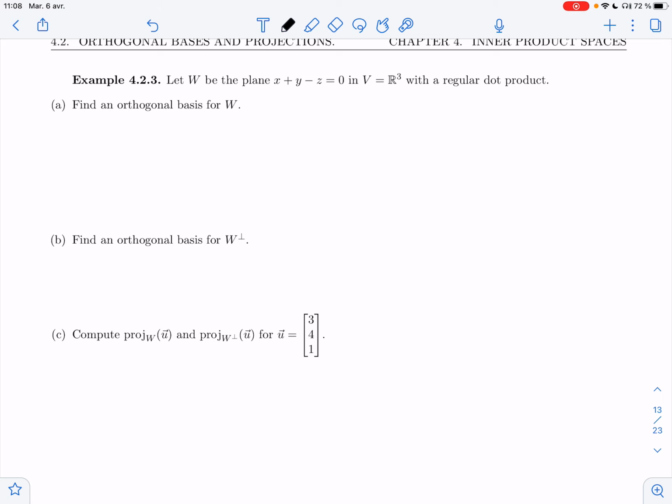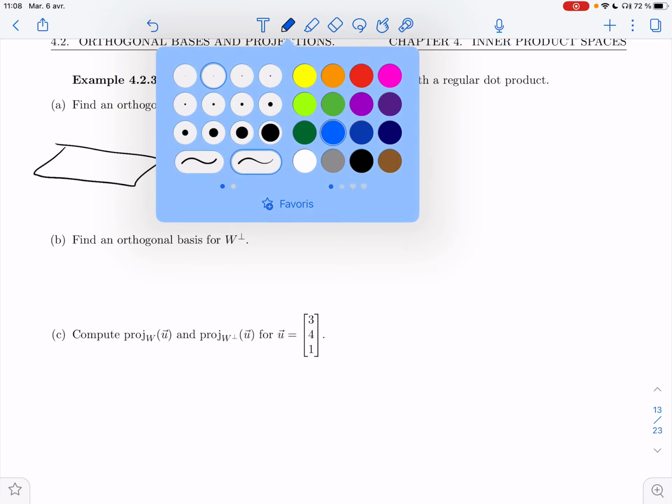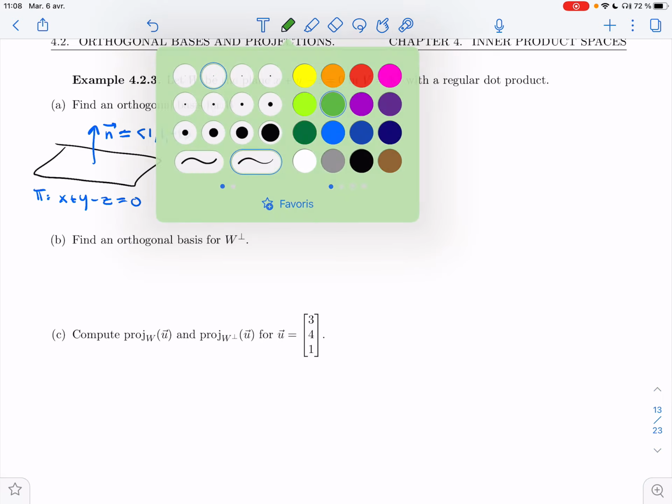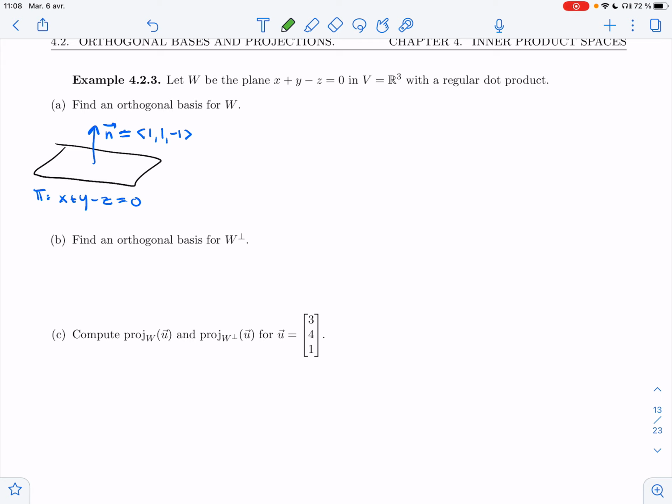All right, so W is a plane. It has normal vector n = (1, 1, -1), and this plane is x plus y minus z equals 0. We'll see in the next section how to construct an orthogonal basis, but now since we don't have anything, I'm going to use geometry. I'm going to start with any vector that's perpendicular to n, so any vector along the plane. So here, this is n, so I can take v1 = (1, 0, 1).